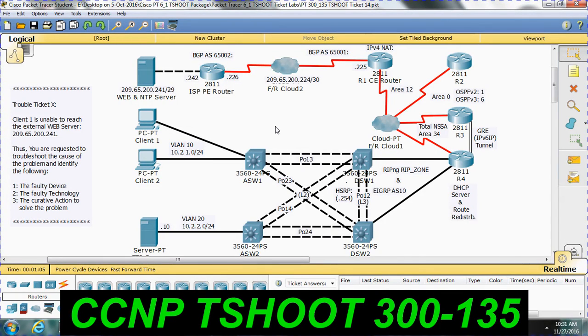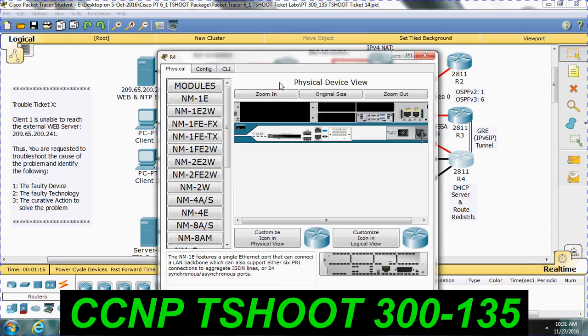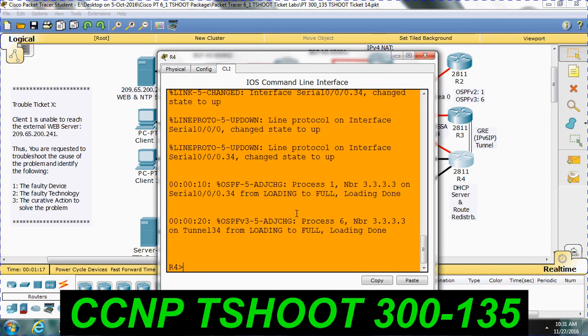Hi, we are going to see the T-shoot ticket number 14. For troubleshooting, we are split into two categories, that is layer 3 and layer 2. Let me start from R4 by pinging the web server.